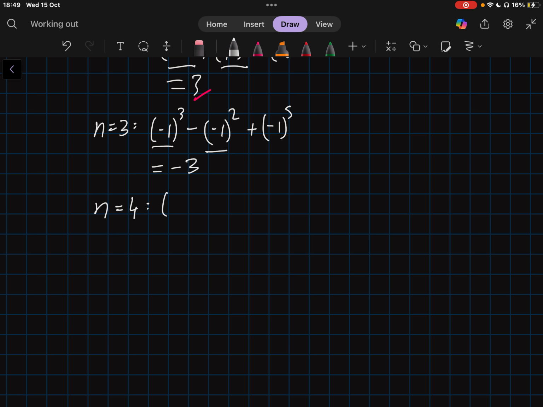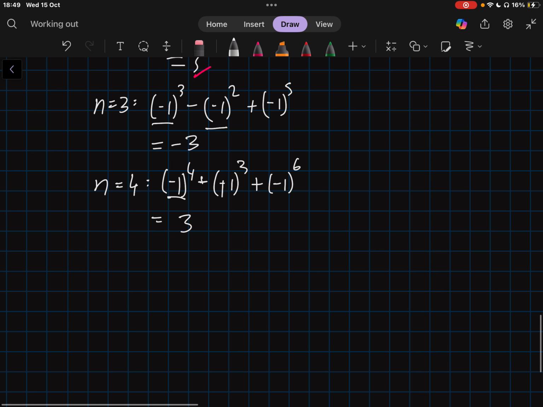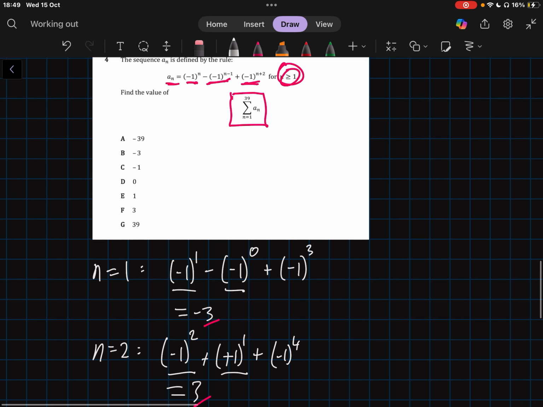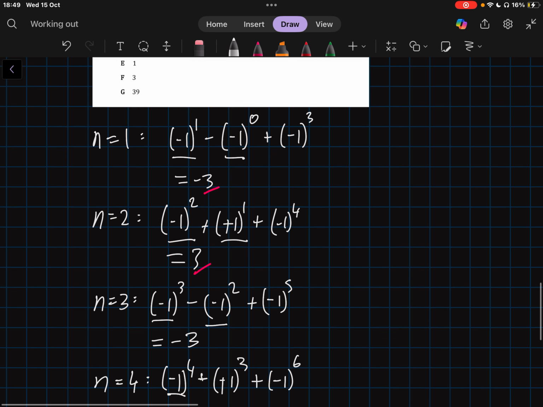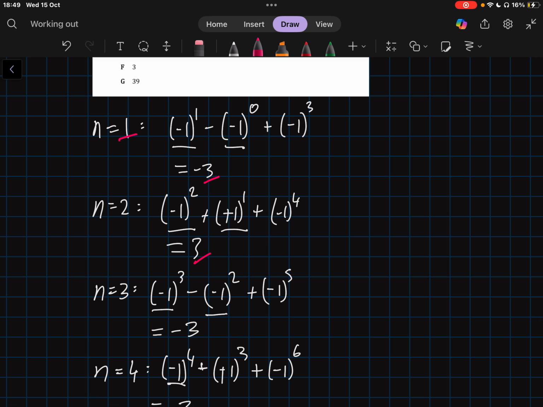Let's try one last value of n. If I have (-1)^4 - (-1)^3 + (-1)^6, this is going to be 1 minus minus 1, which is going to be plus 1, and then this is going to be plus 1 again, so it's going to be 3. So we can notice that if the n value is odd, then we get minus 3, but if the n value is even, we get 3.